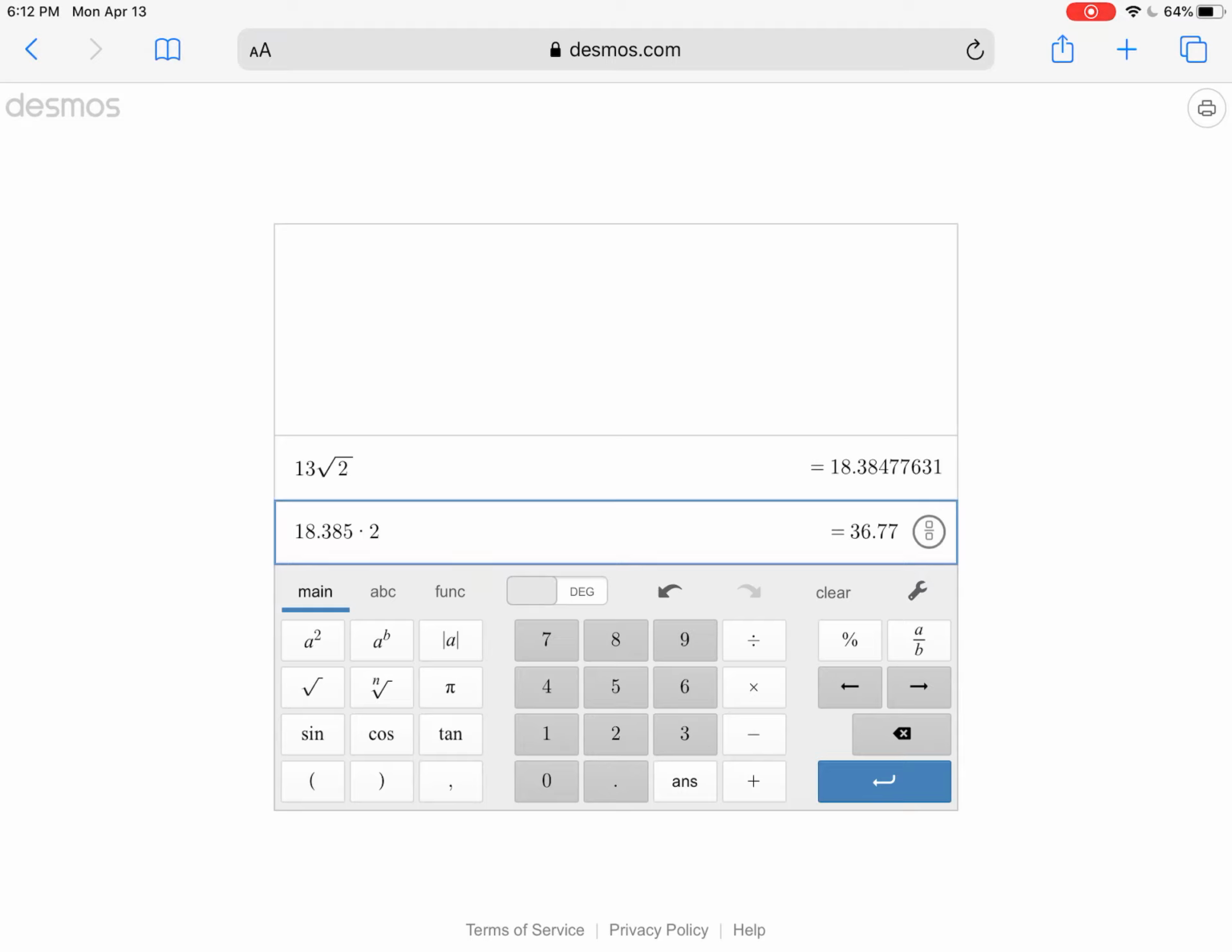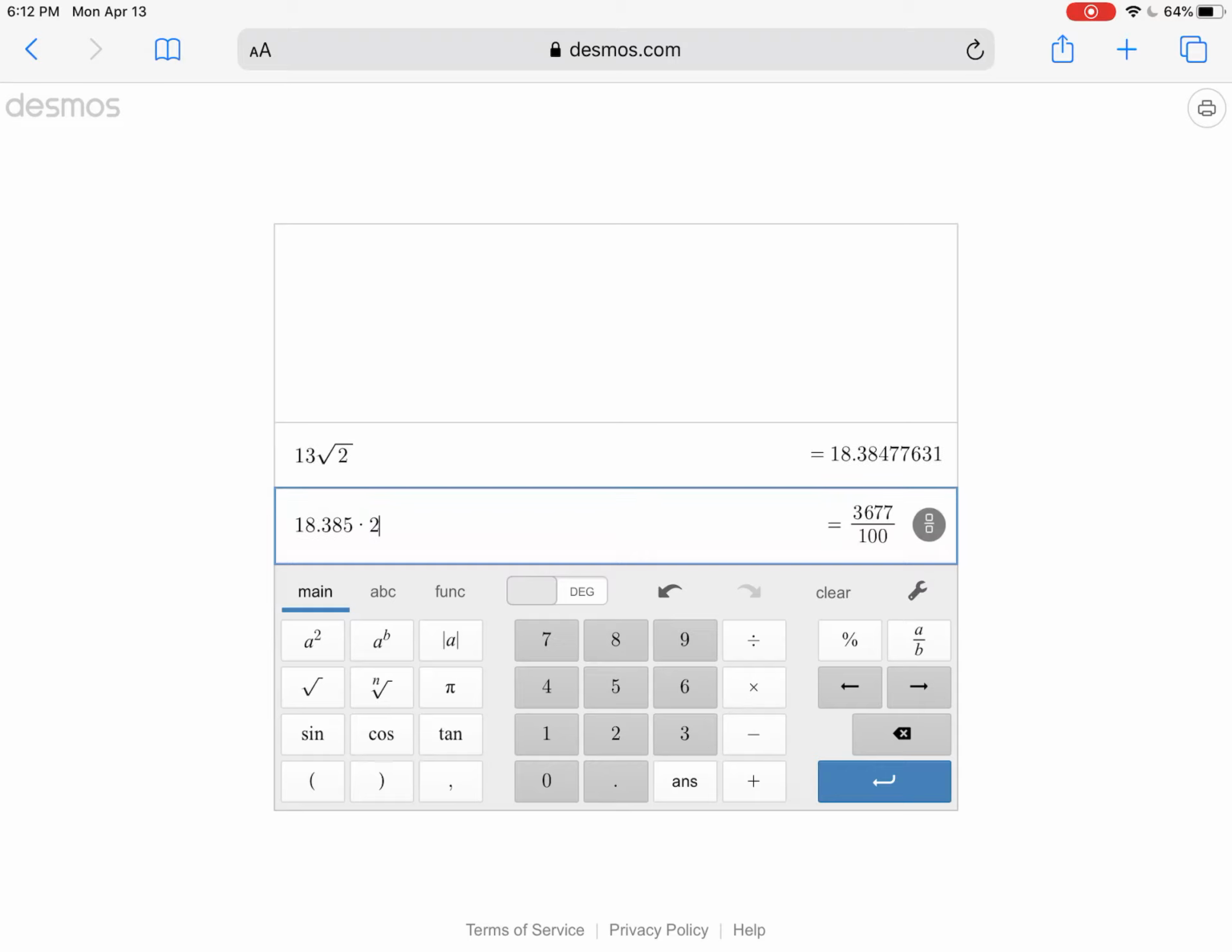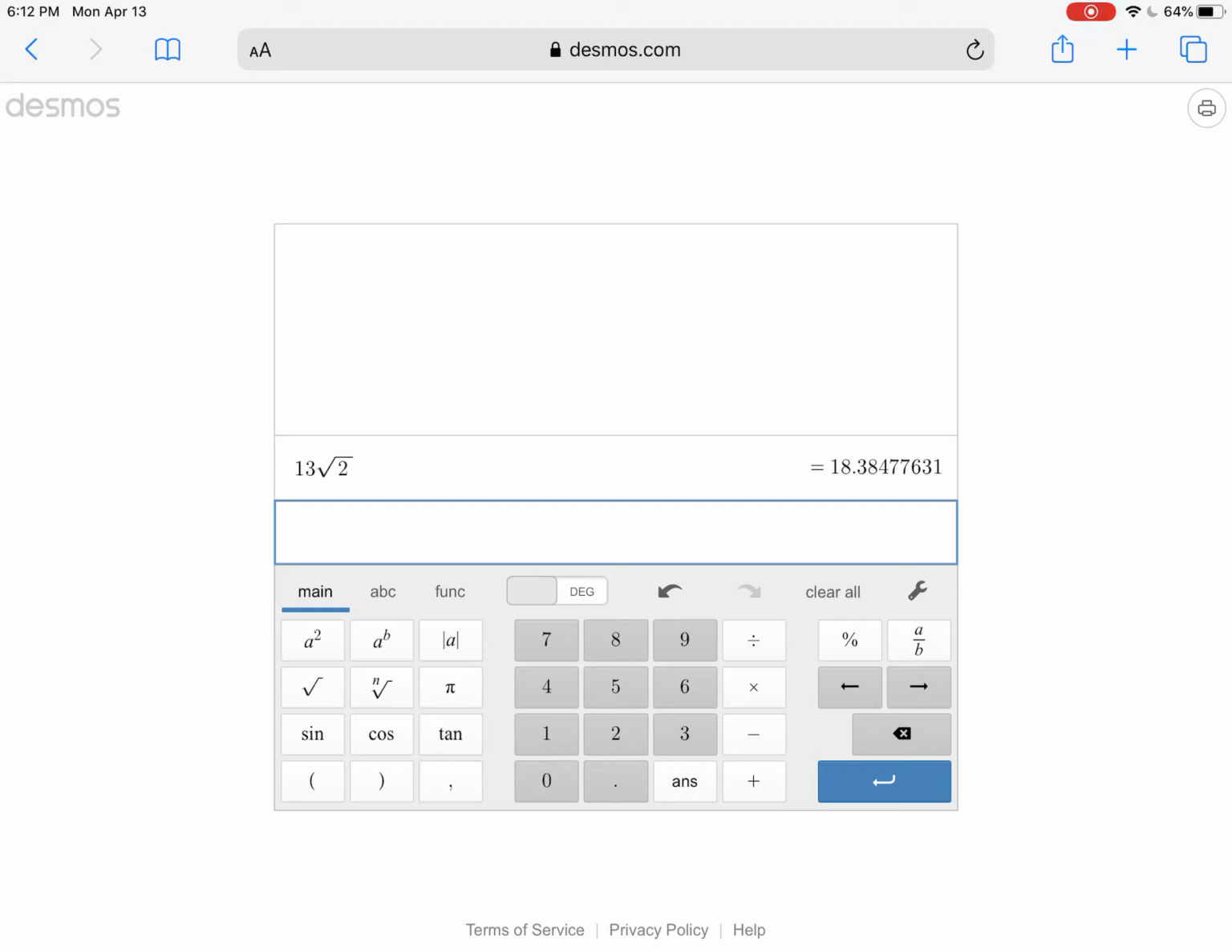So there's a lot of cool things. There's that button right next to where it says 36.77. It's a button that kind of looks like a fraction. If you click that, it will turn it into its reduced fraction form, which could be helpful. All right, so we're gonna press clear. I'm gonna just press clear all again, just so it's a brand new space.